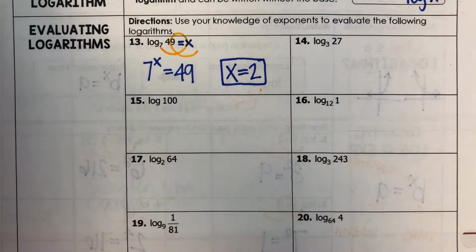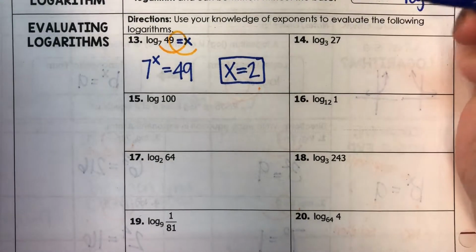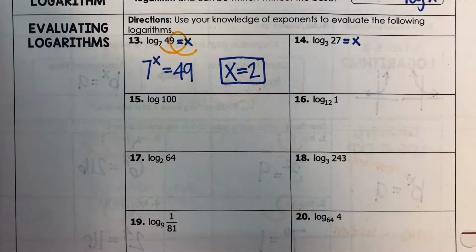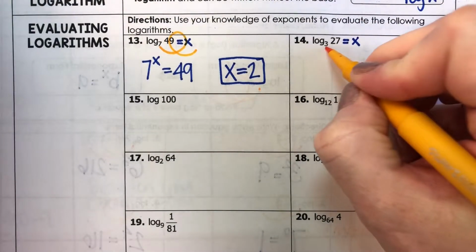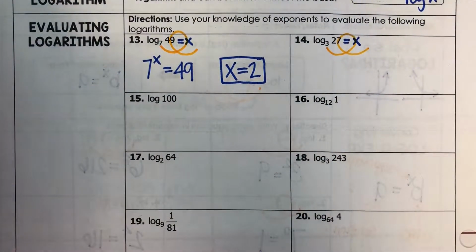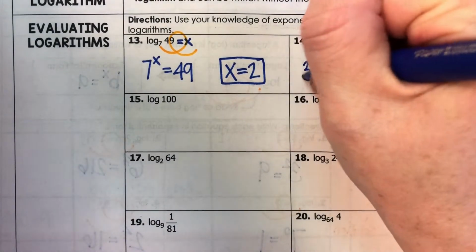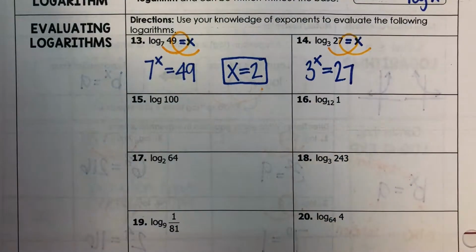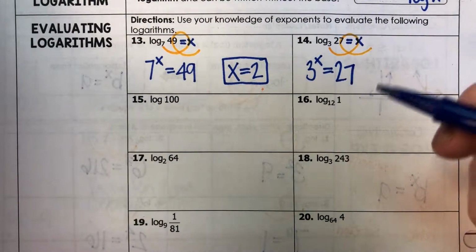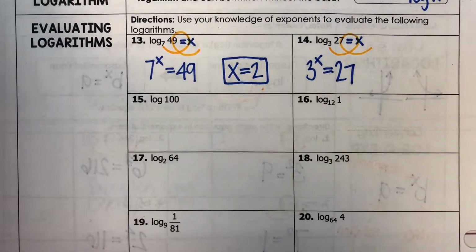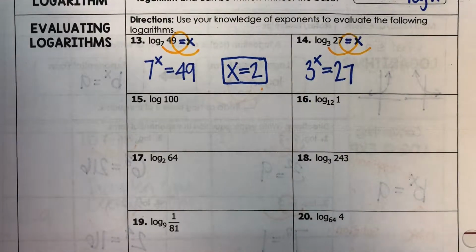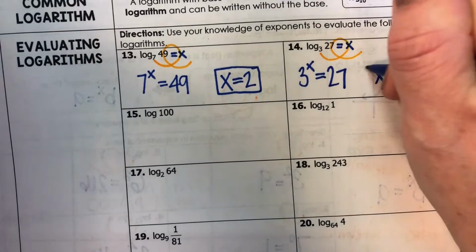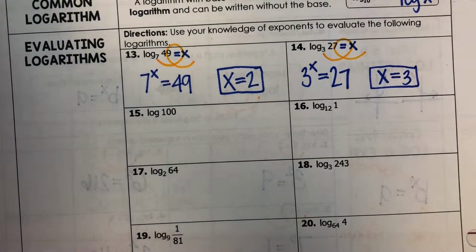Okay? All right, next, number 14. I'm going to set log base 3 of 27 equal to x. I want to put it in exponential form to evaluate it. So right here, this is 3 to the x power is 27. I'm going to ask myself, what can I raise 3 to? How many times can I multiply 3 by itself to give me 27? And the answer here is 3. Okay?